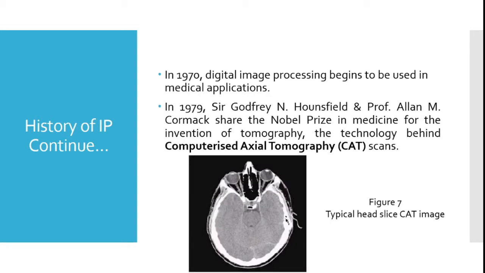In 1970, digital image processing began to be used heavily in medical applications. In 1979, Sir Godfrey Hounsfield and Professor Allan M. Cormack shared the Nobel Prize in medicine for the invention of tomography, the technology behind computerized axial tomography, that is CAT scan. In figure 7, you can see a typical head slice image from the upper side, which is provided as a CAT image, used for image processing purposes.